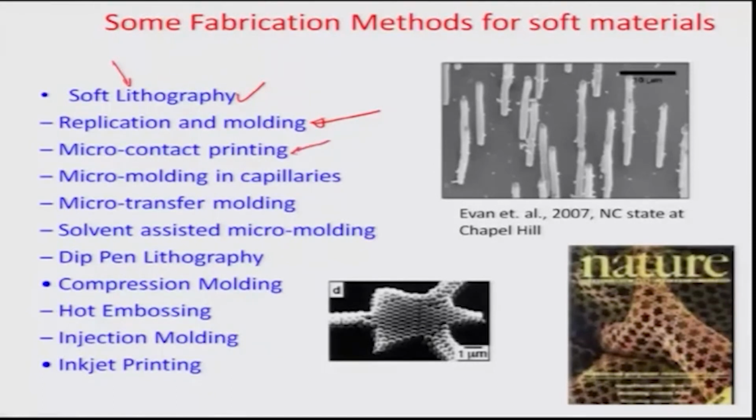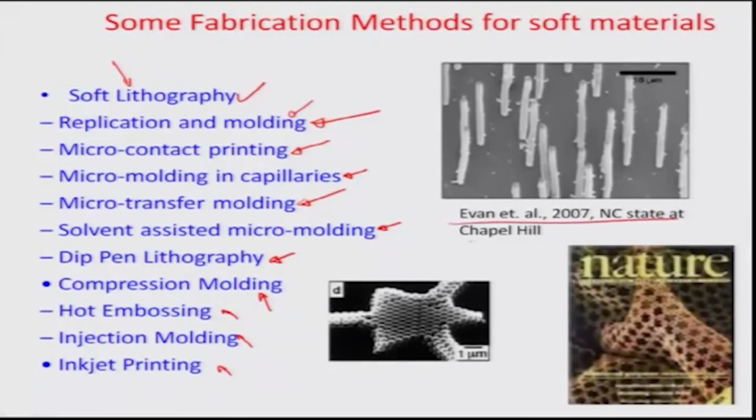There is micro contact printing, micro molding in capillaries, micro transfer molding, solvent assisted micro molding, and then you have dip pen lithography, and some of the forms like compression molding, hot embossing, injection molding, and inkjet printing, which together leads to this area of soft microstructure fabrication. Okay, so let's look into some of these processes here.